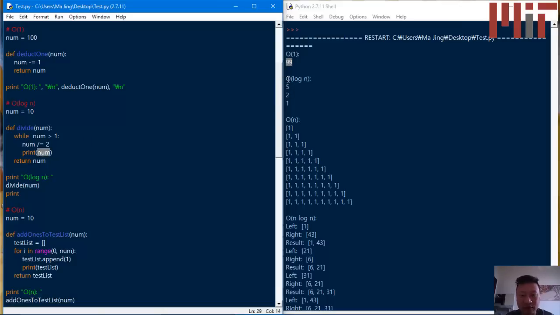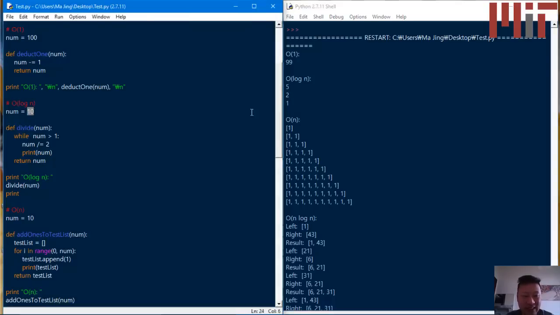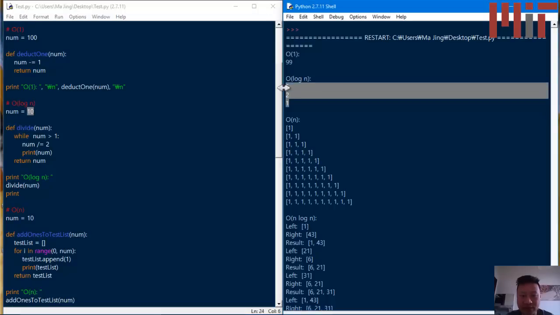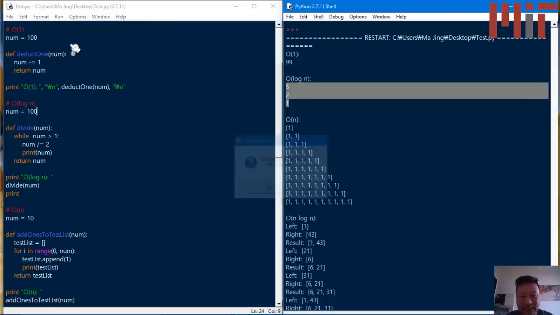You can see the output here, Big O of log n. 10 divided by 2 is 5, divided by 2 in Python 2.7 is 2, rounded down, divided by 2 is 1. So you can see that with an input of 10, there are 3 steps in this algorithm, right? Imagine the number being 100. How many steps would there be? Let's run this.